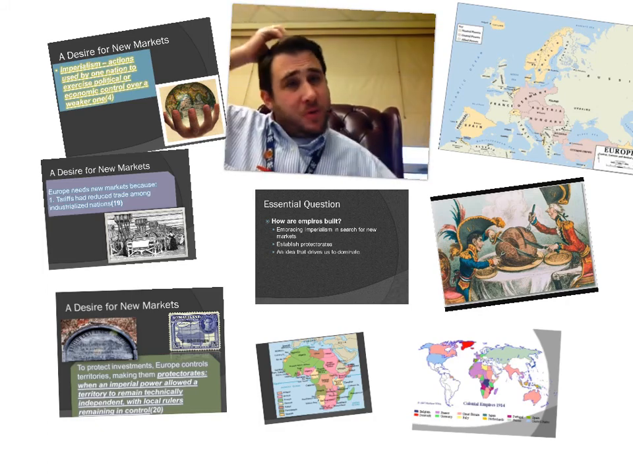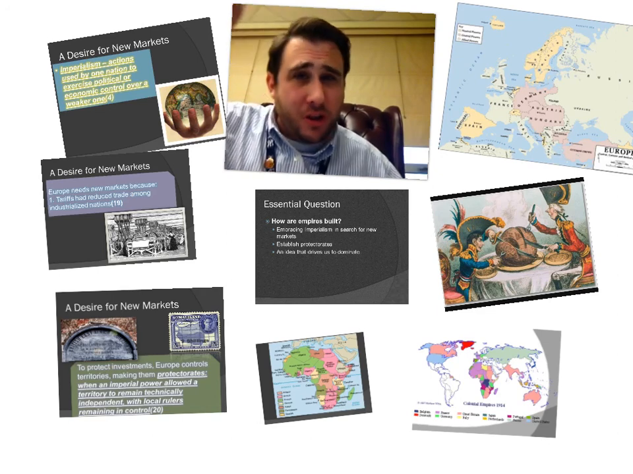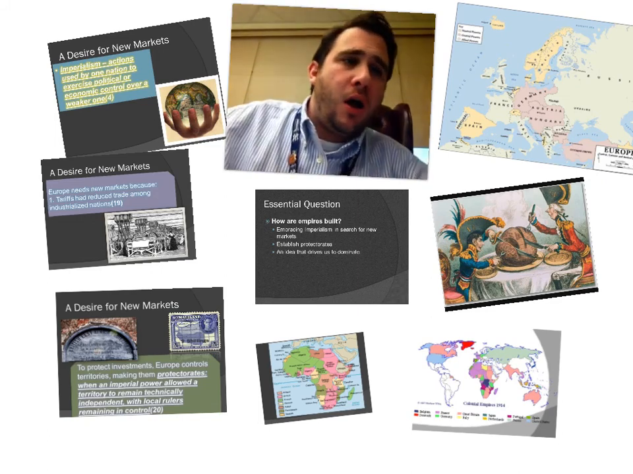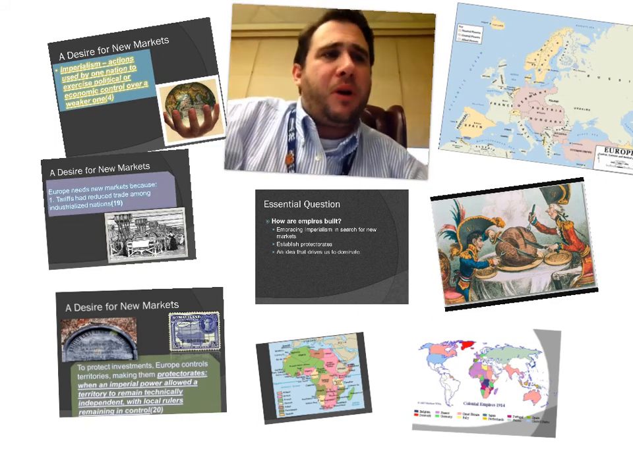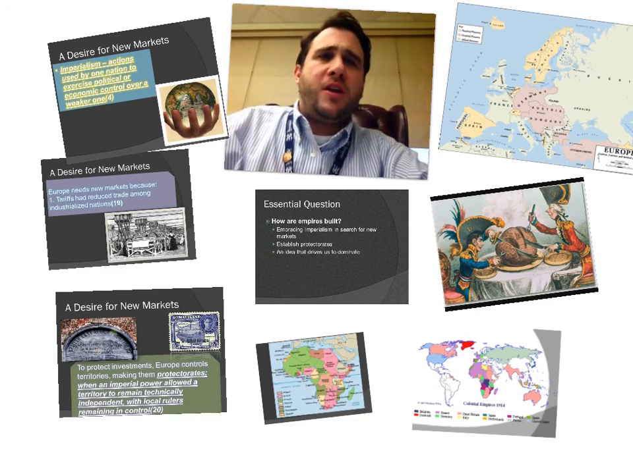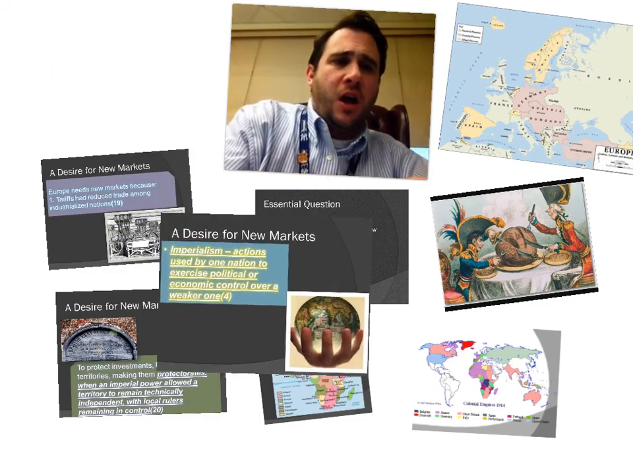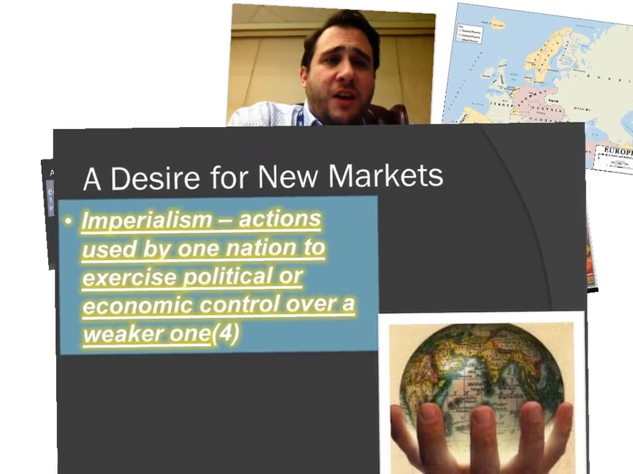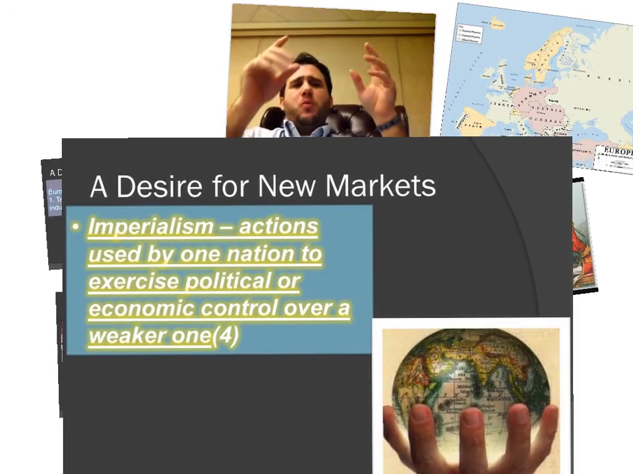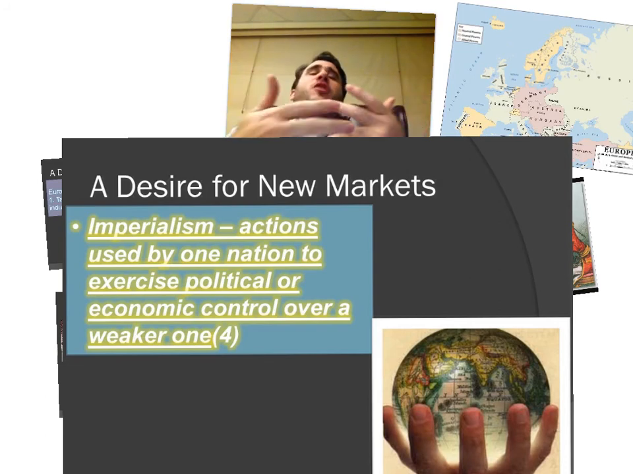So the first step is understanding kind of what imperialism is, how imperialism works, what it is that countries hope to do with imperialism. And what we want to take a look at here is the slide right here in front, which is a desire for new markets. And what this really means here when we take a look at imperialism is when one nation wants to find a way to dominate another.